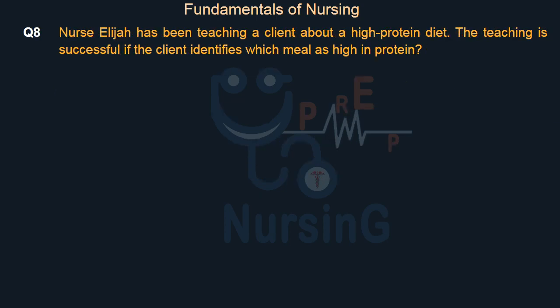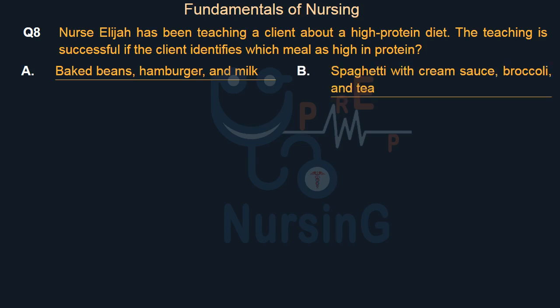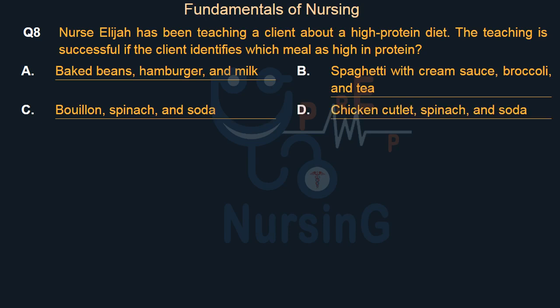Nurse Elijah has been teaching a client about a high-protein diet. The teaching is successful if the client identifies which meal as high in protein. Option A. Baked beans, hamburger, and milk. Option B. Spaghetti with cream sauce, broccoli, and tea. Option C. Bouillon, spinach, and soda. Option D. Chicken cutlet, spinach, and soda. Right answer is Option A.